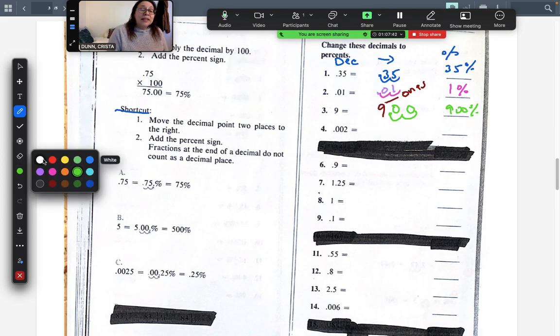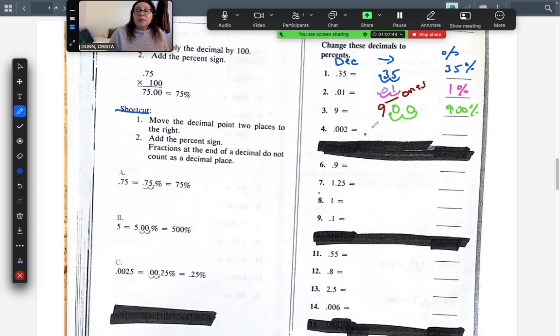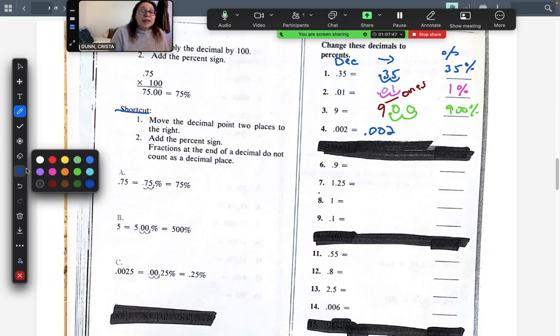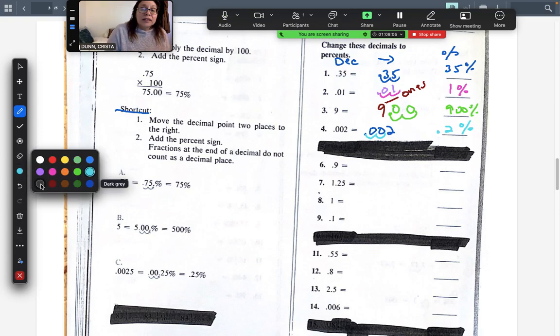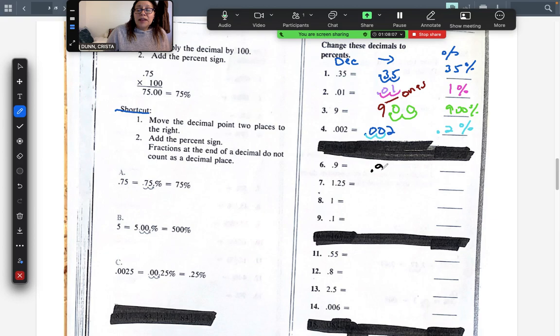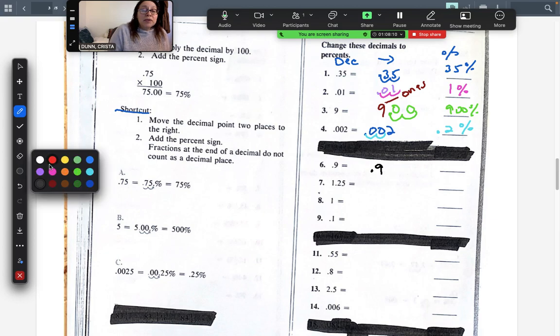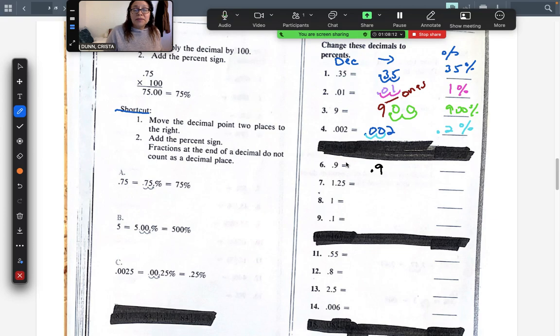Oh, look at this one, this next one. I got 0.002. I'm going to go ahead and move that decimal point over. How many place values? Which direction? Bigger, to the right. So I'm going to go 1, 2. So it's 0.2%. Number 6, got 0.9. And I'm going to go ahead and move that decimal point over. How many place values? Which direction? To the right. So I'm going to go 1, 2.